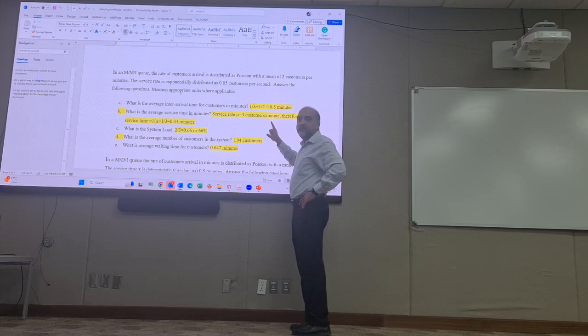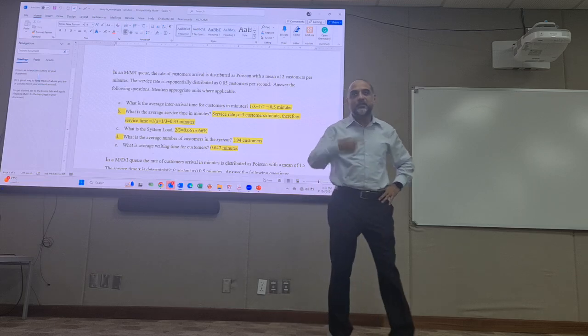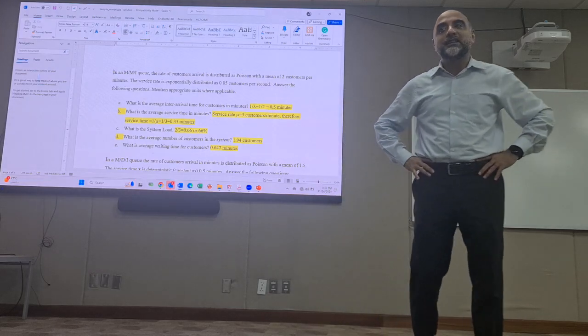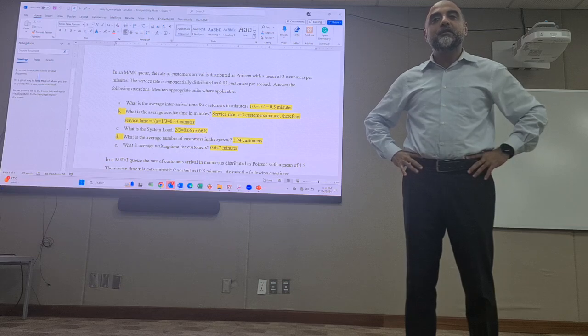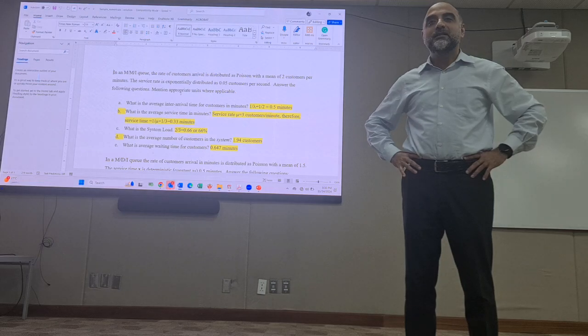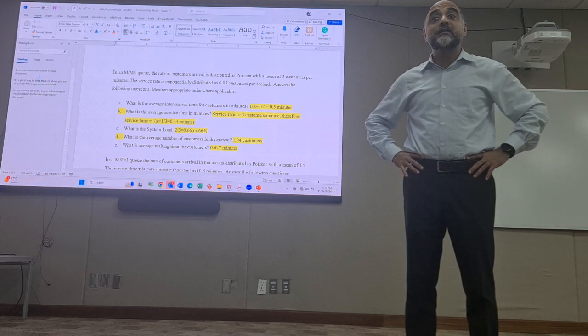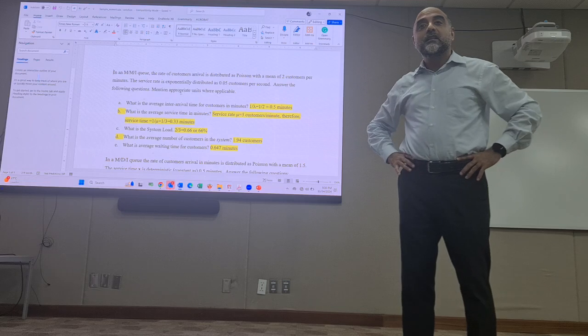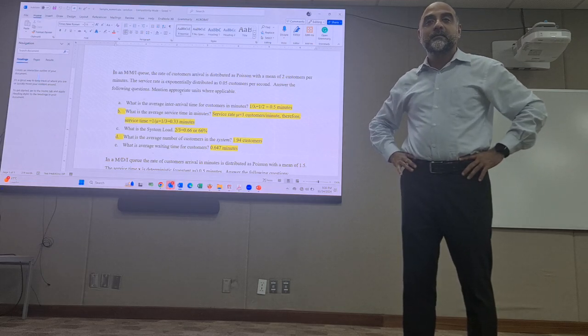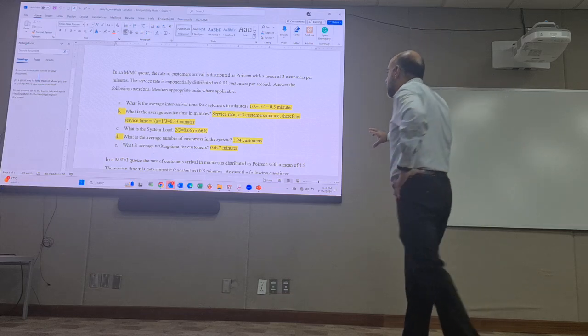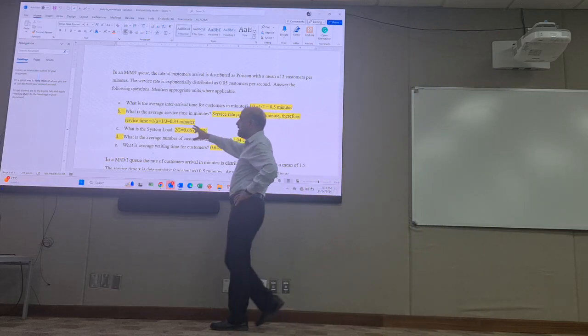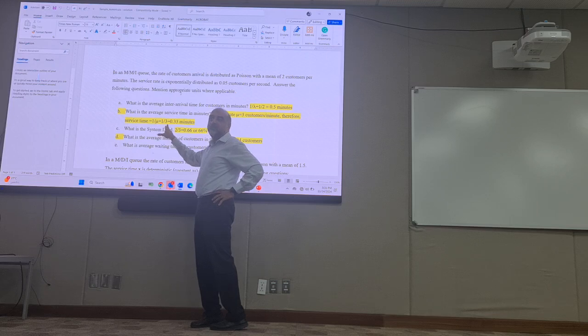So customers per minute. How do you convert seconds? 1 second equals 1 over 60, right? So 60 goes up. So 0.05 times 60 is how much? It's 3. Right, so that's why we have 3 customers per minute. And for service time, it's 1 over mu, right?